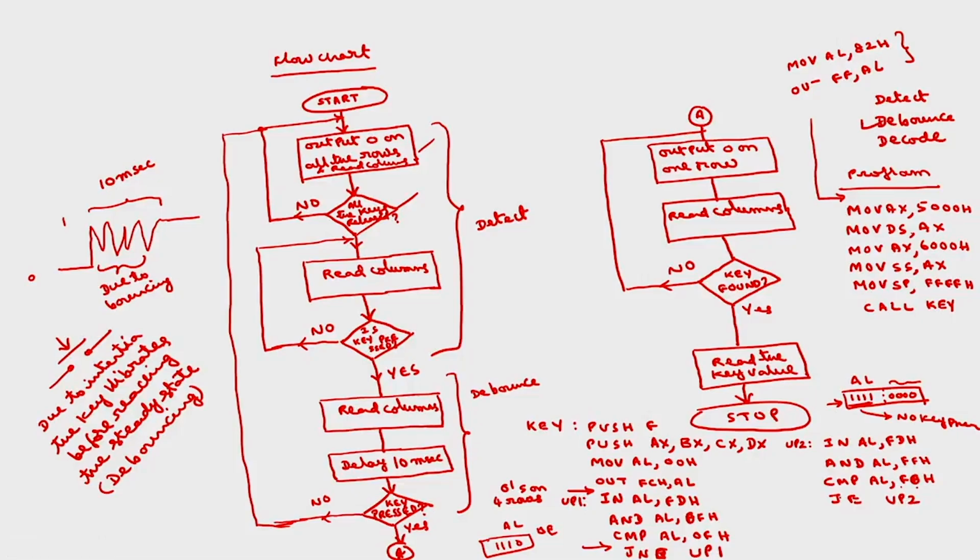If it is false, jump equal is false, it means one of these bits will be 0. Only then is this jump equal false. It will come out of this jump equal, which means one key is pressed. So it will come out of this one. So this will be this point. Okay. Then we have to provide a delay. After the delay, we have to again check the read columns. Okay. So for delay, move CX comma 16EA. In the last class we discussed how to compute the delays.